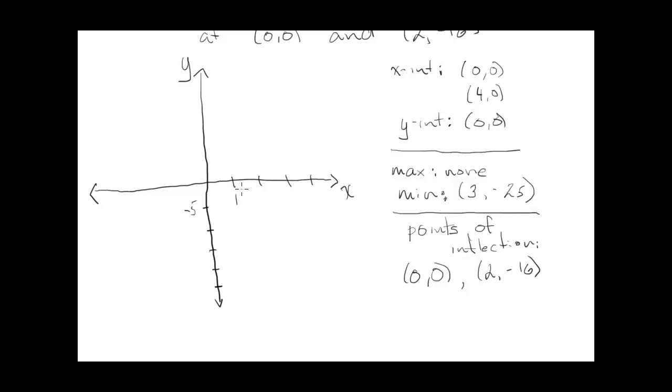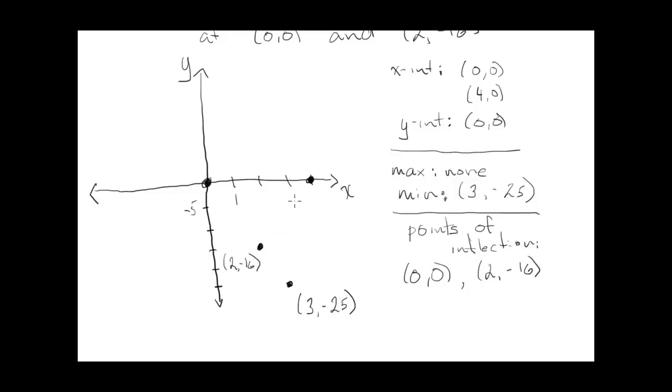So now I'll put all the x-intercepts. So I have (0, 0), and (4, 0). My y-intercept's already on there. There was no max. There's a min at (3, -25). So that's down here. I'll label it. And then I have a point of inflection at (2, -16), which is right around there.